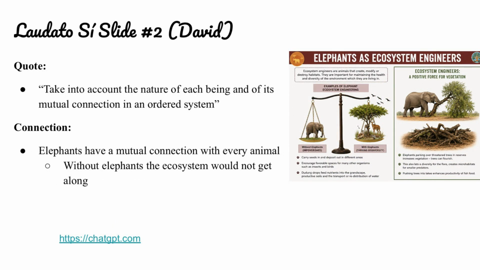As Pope Francis writes in the Laudato Si', take into account the nature of each being and its mutual connection in an ordered system. This connects to elephants because they play an important role in maintaining ecosystems. Elephants help spread seeds, create pathways, and support other animals in their environment. Without elephants, many ecosystems would struggle to stay balanced and healthy.